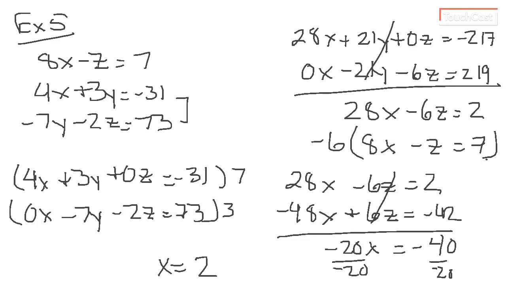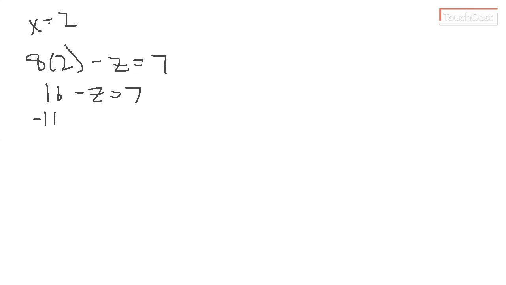So now we're going to take that into, let's say, our very first equation in our system to figure out z. So we know x is 2. If we go 8 times 2 and subtract z from it, we should get 7. Well, 8 times 2 is 16, minus z equals 7. So if I subtract 16, we're going to get negative z equals negative 9, which means z is equal to 9. So x is equal to 2, z is 9.